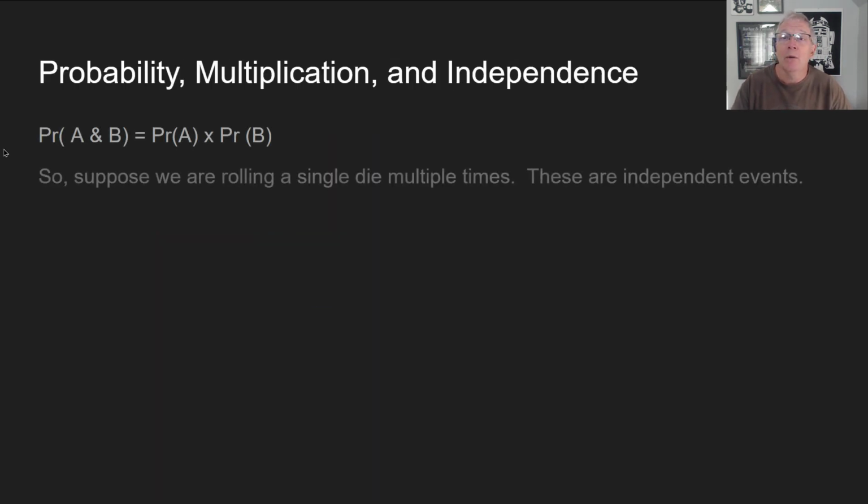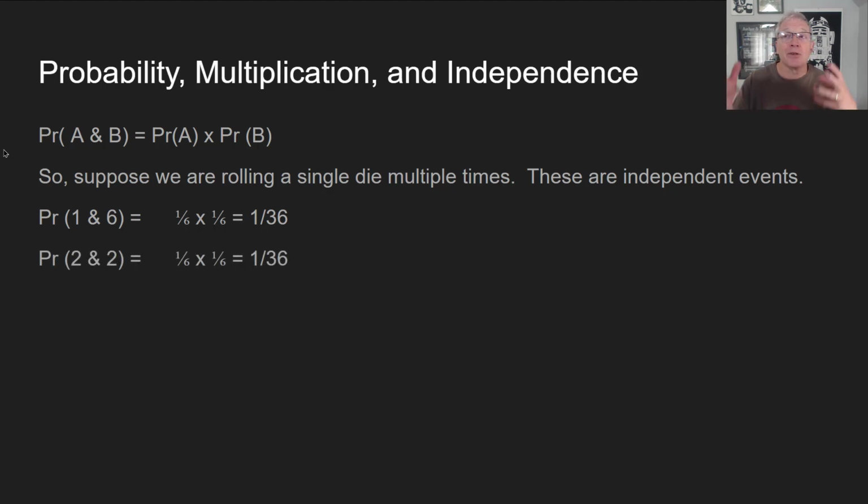Okay, so suppose we're rolling a single die multiple times. These are independent events. What's the probability of getting a 1 and a 6? It's 1/6 times 1/6, which is 1/36. I'm just going to give you lots of examples here, and then we'll start to talk about dependent cases. What's the probability of getting a 2 and a 2? It's the same because they're independent events.